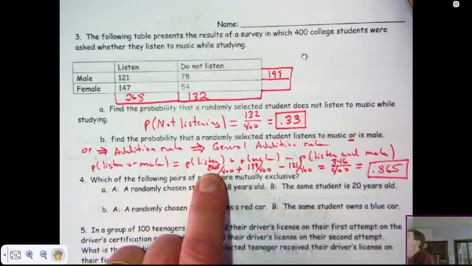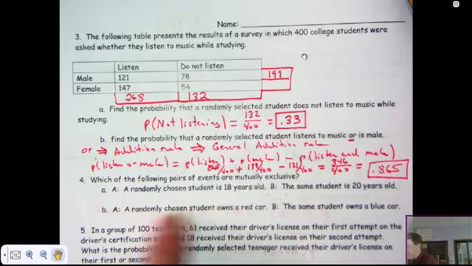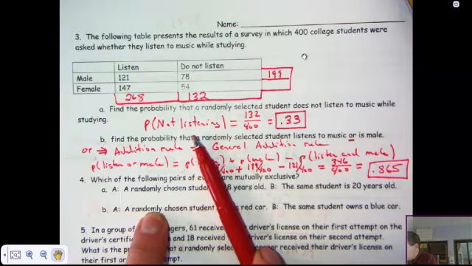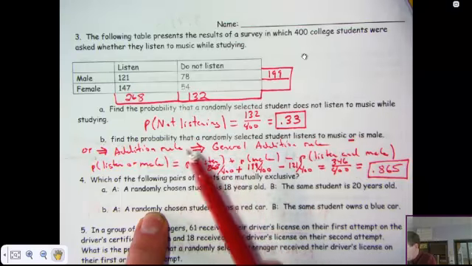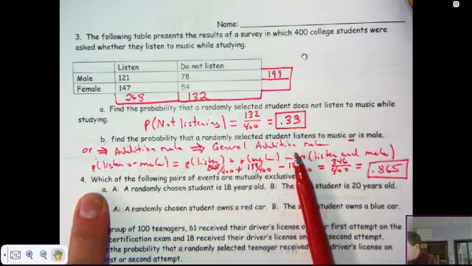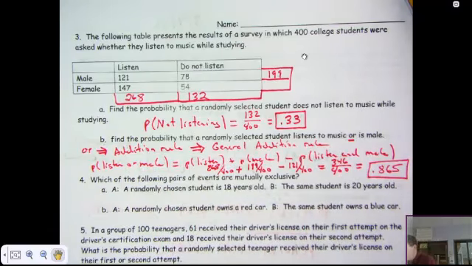So again, the logic I had to go through: I had to decide that for the probability of listening or male, I needed the general addition rule, because these can happen at the same time. They're not mutually exclusive. And so I had to subtract that.